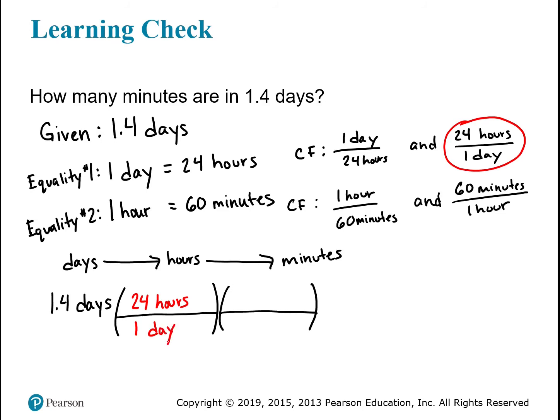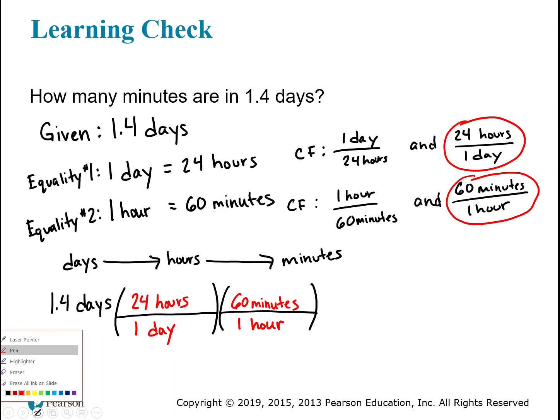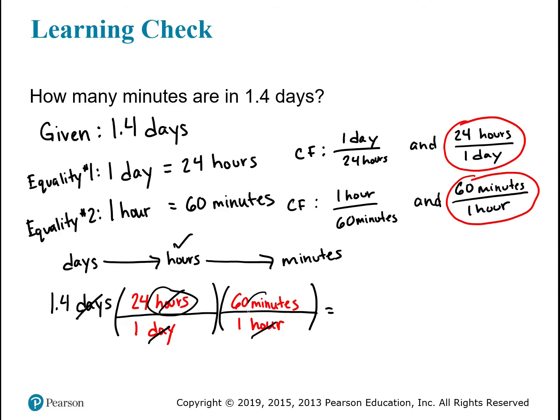Now that we've got hours in the numerator, we need to cancel out hours by having it in the denominator. Now let's do our unit analysis. The days cancel, and we're left with hours. Good. Hours cancel, we're left with minutes. Good. That's what we want.